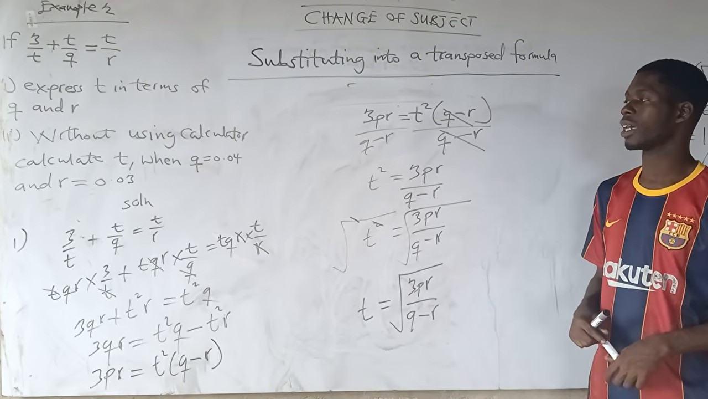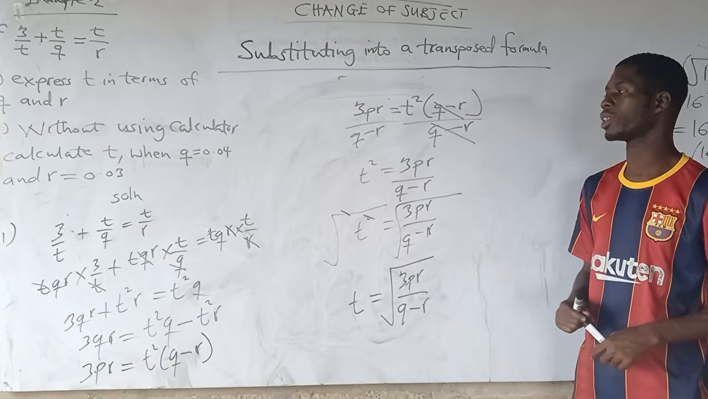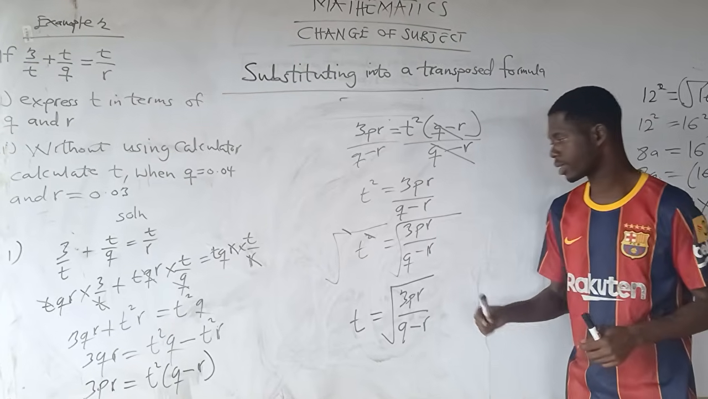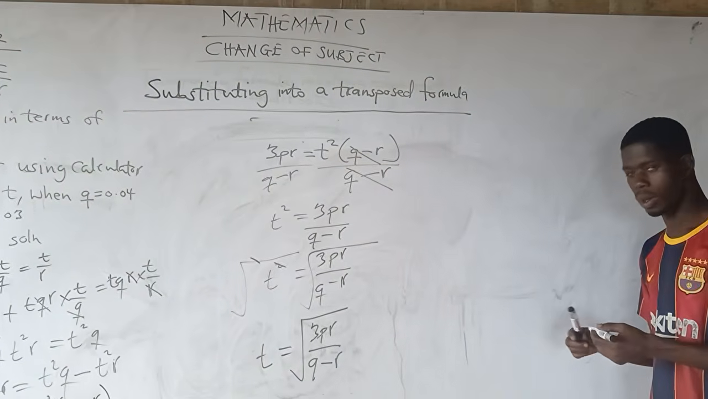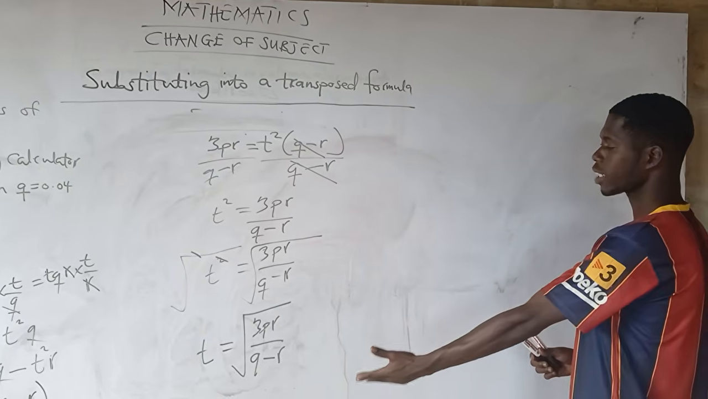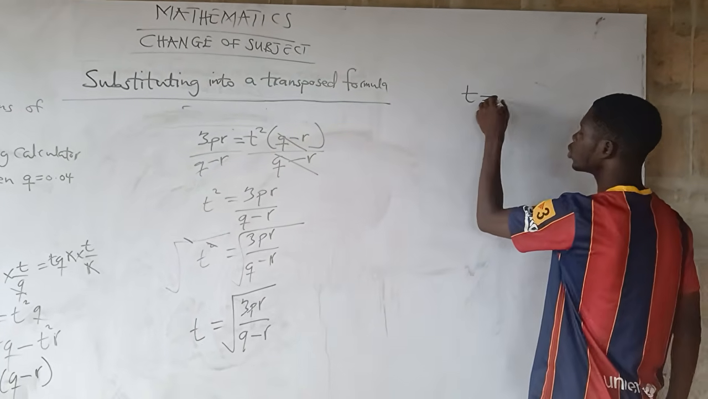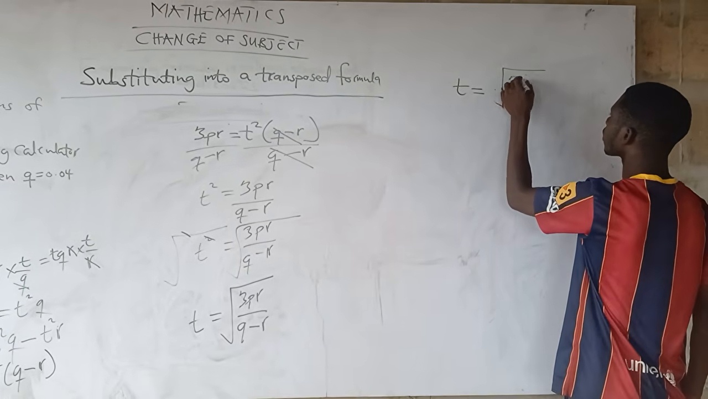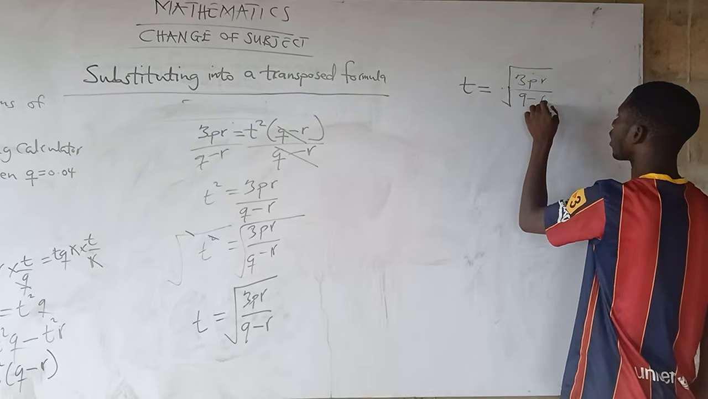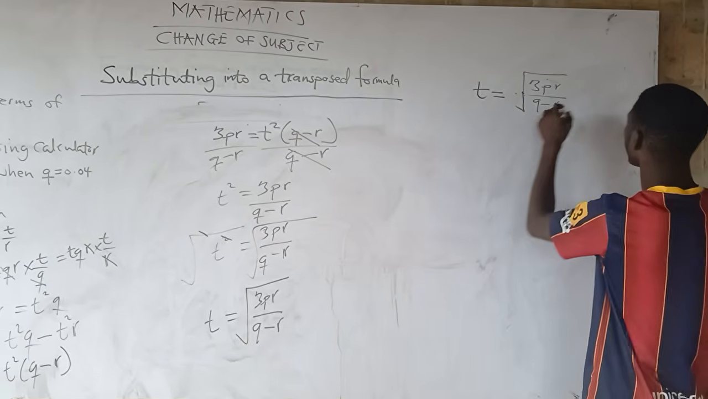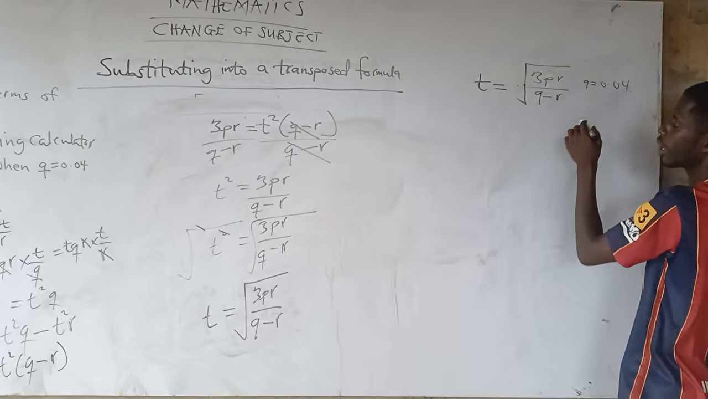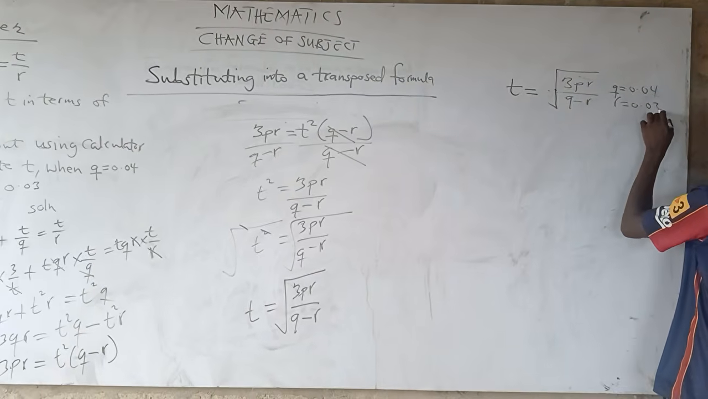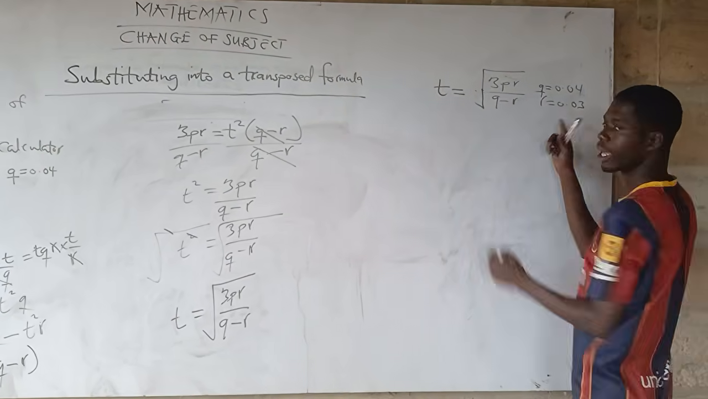Now it says without using calculator, calculate t when q equals 0.04 and r equals 0.03. So that's the formula we are having: t equals root of 3pr over q minus r, where q equals 0.04 and r equals 0.03. So we are substituting it.